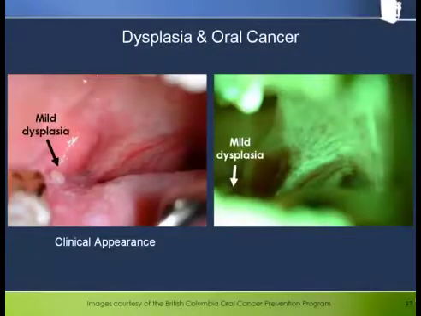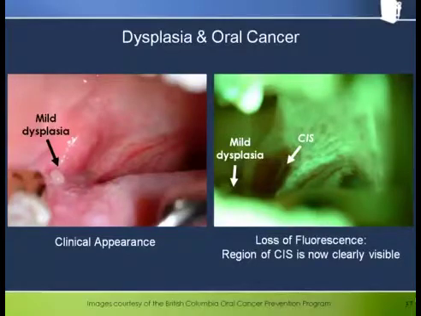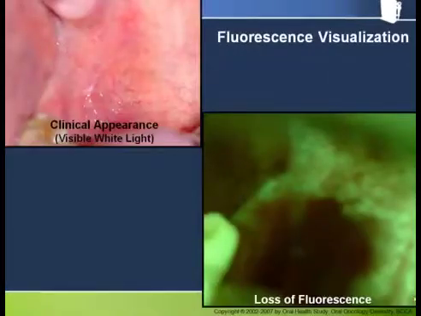Because of this discovery, both areas were biopsied. The area near the polyp was found to be mild dysplasia. The newly discovered area was biopsy confirmed to be carcinoma in situ. This is a good example of how the VELscope can help shift the focus of even expert clinicians to dangerous areas that might otherwise have been overlooked.